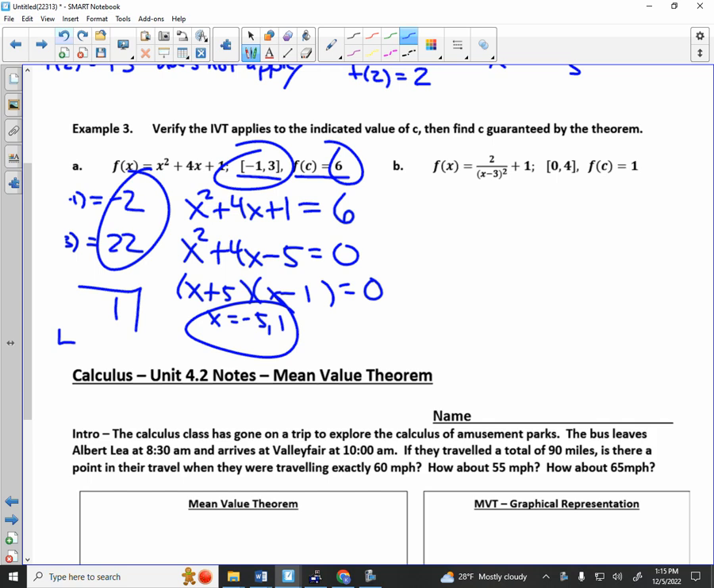Same type of situation. You would say, what is f of 0? And what is f of 4? And you want to see that they cross over 1. But I look at the function from the beginning, and what do you notice? Yeah, this is undefined for what value? Is 3 in that interval? It is. So therefore, the IVT does not apply.